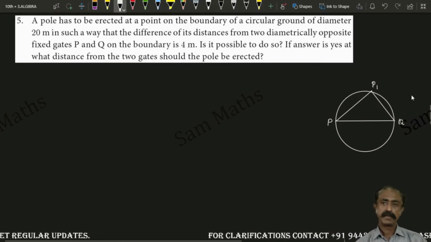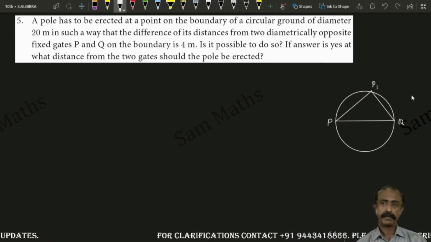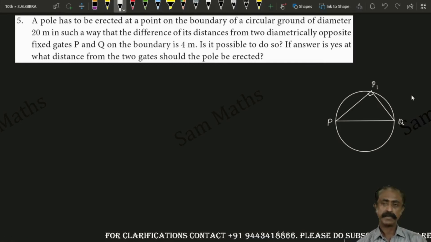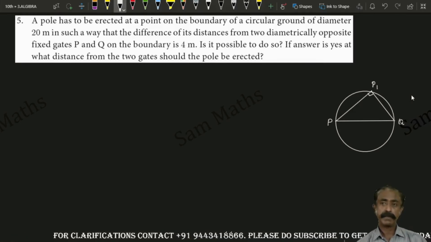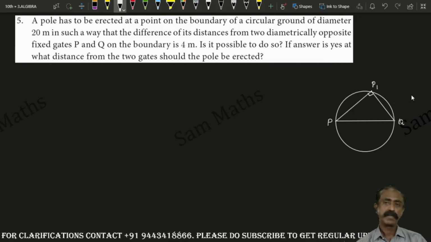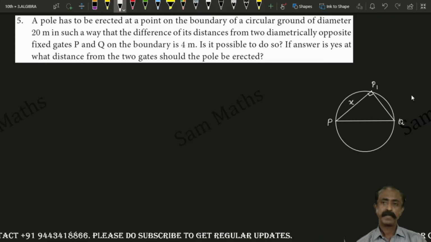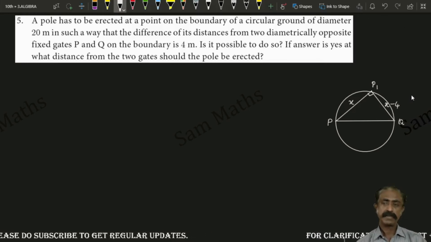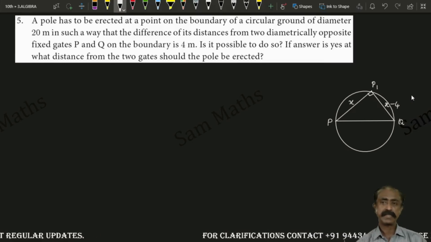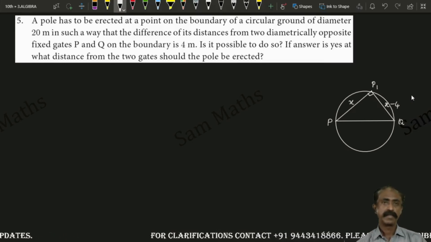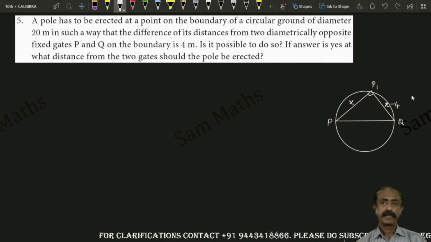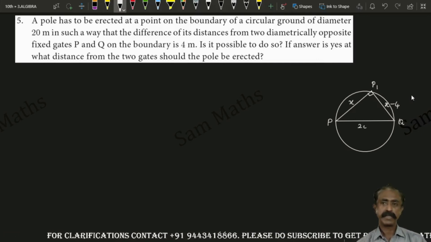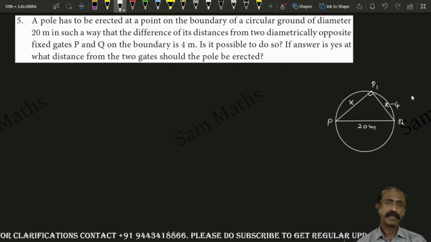Now listen here, this triangle PQP1 is 90 degrees, since it's a semicircle, PQ is the diameter. Okay, children. Here I am assuming this is x. Therefore, this will be x minus 4, since they given the difference between these two distances is 4 meters. Also, they given the distance between the gates is 20 meter. Clear, children?